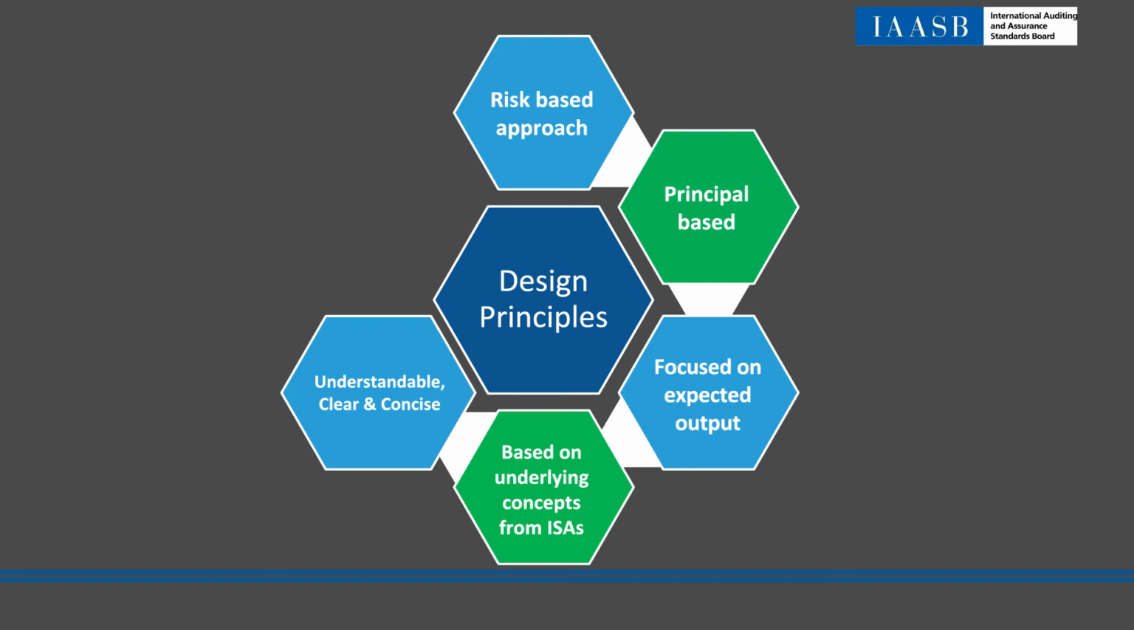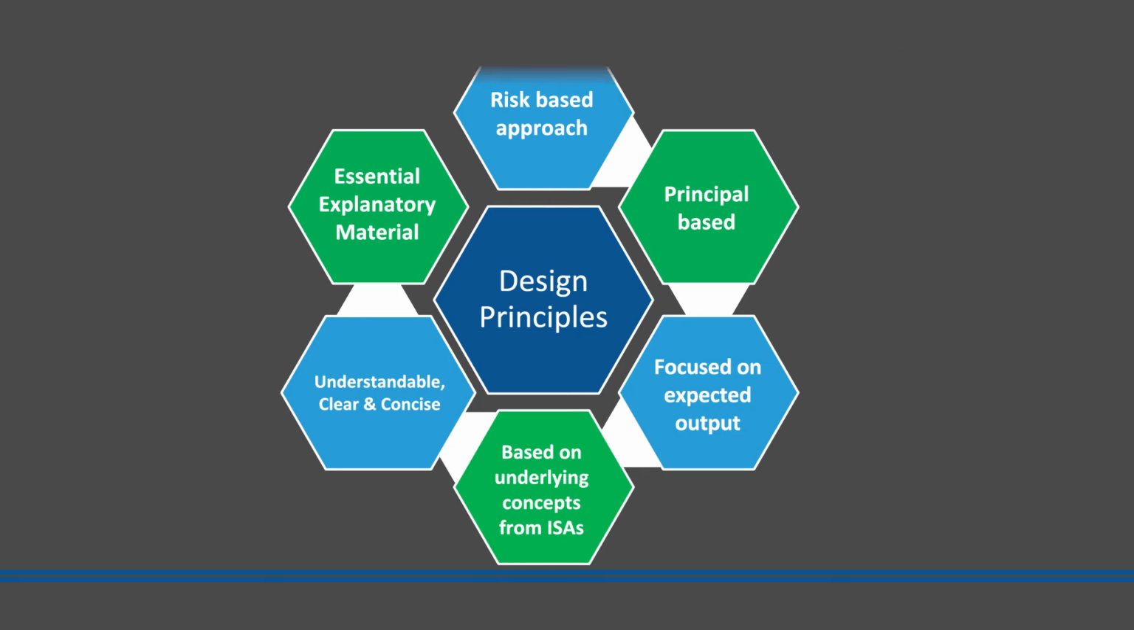As you'll see in the standard, there is some but limited application material that we call essential explanatory material. This has been included to the extent we believe it's necessary to provide essential context for the understanding of a concept or a requirement. The EM, as we call it, does not contain examples in the same way as the ISAs do. It is intended that an implementation guide will be developed and that it will include examples. Within the standard, the EM is distinguished from the requirements by being in blue boxes and being presented in italics.